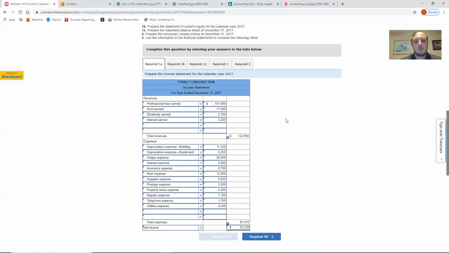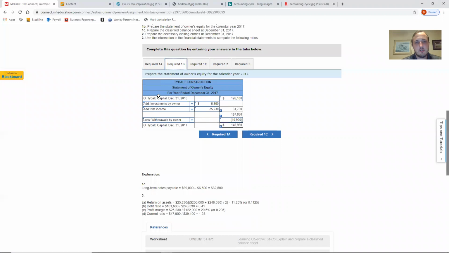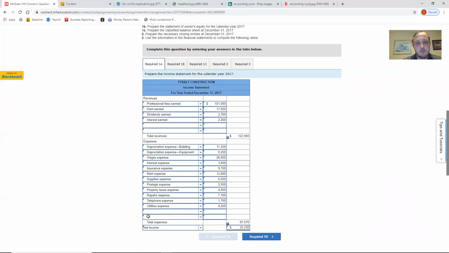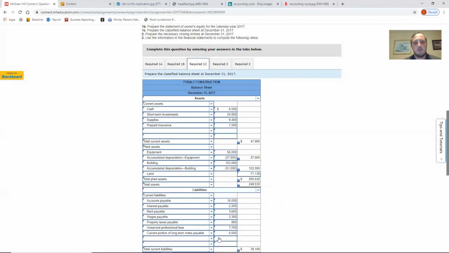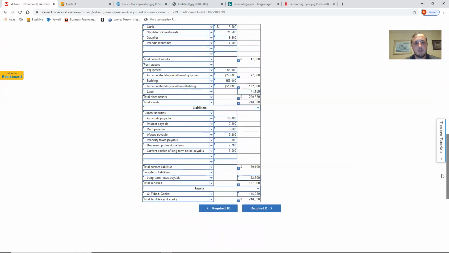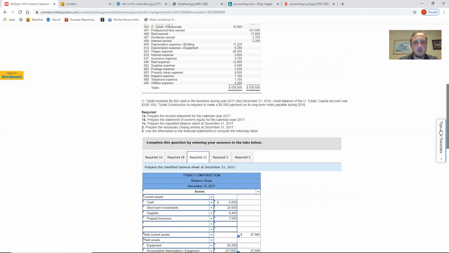Okay. So we go from the income statement to the statement of owner's equity, which means from the income statement, we take the net income and move into the statement of owner's equity, where we add the net income to get to the ending capital, which is used on the balance sheet. And we'll go into a little bit more detail, but that's how we're connecting these.